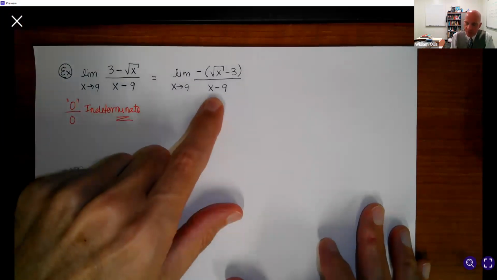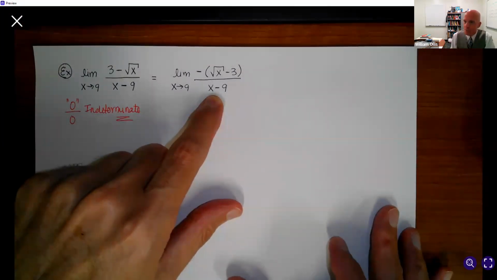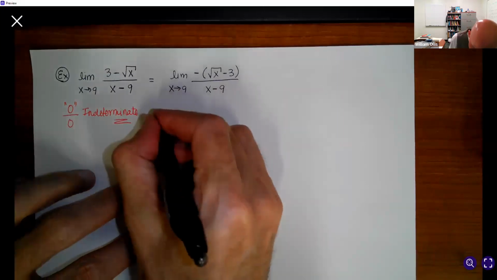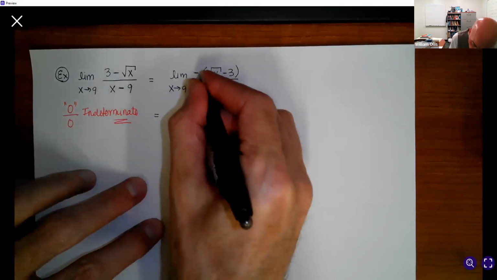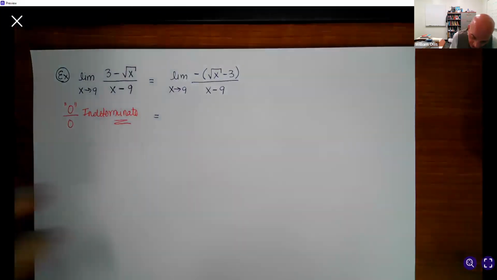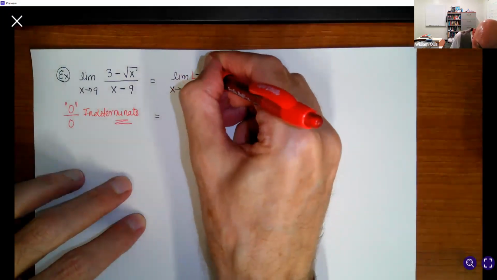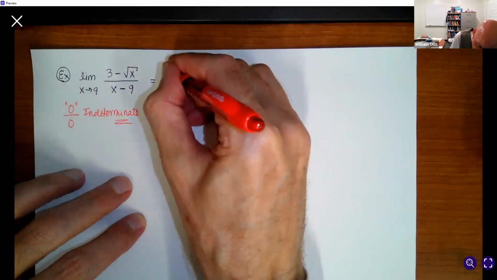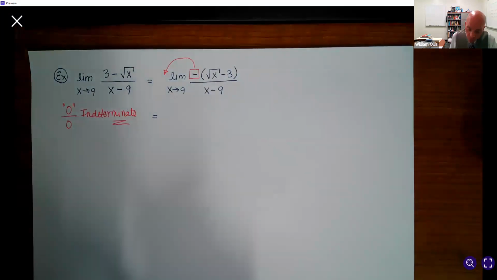So now what we can think of this as a difference of two squares. So let's do that. Let's write it in a convenient way. Now, of course, the negative, since we maybe want to use some of our properties, our limits, let's go ahead and factor the negative, which we can do with limits.